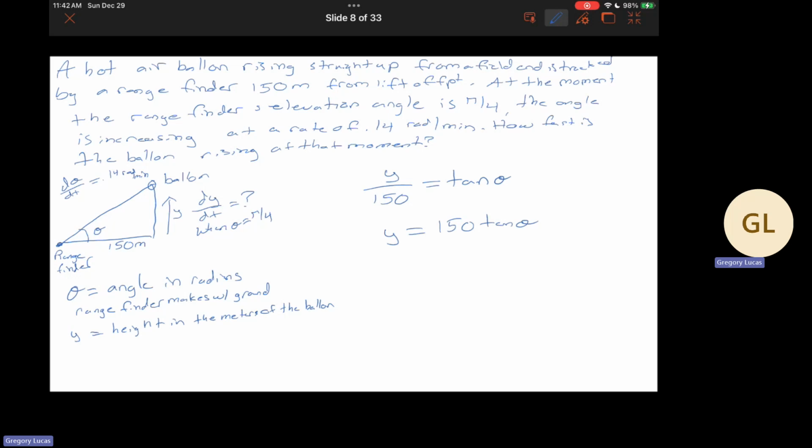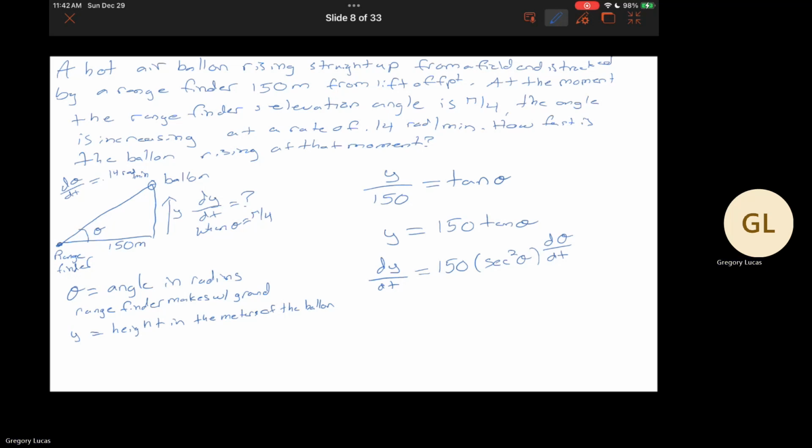All right, so now we have to take the derivative. Again, it's going to be some implicit differentiation. So we take the derivative of y with respect to time. And then this is equal to 150 times secant squared. So secant squared is the derivative of tangent. So secant squared theta, but we also have to multiply by d theta dt.